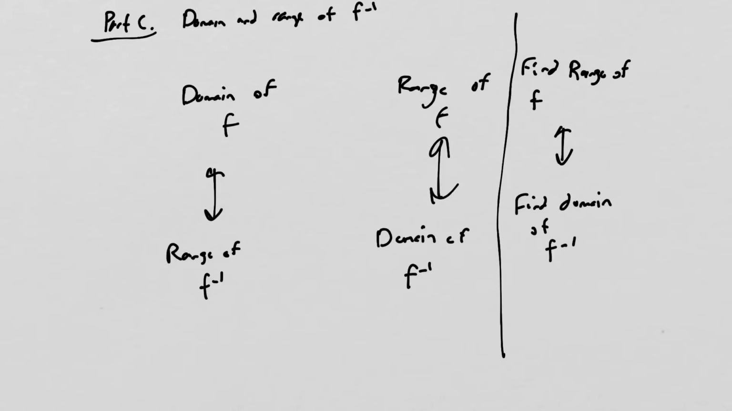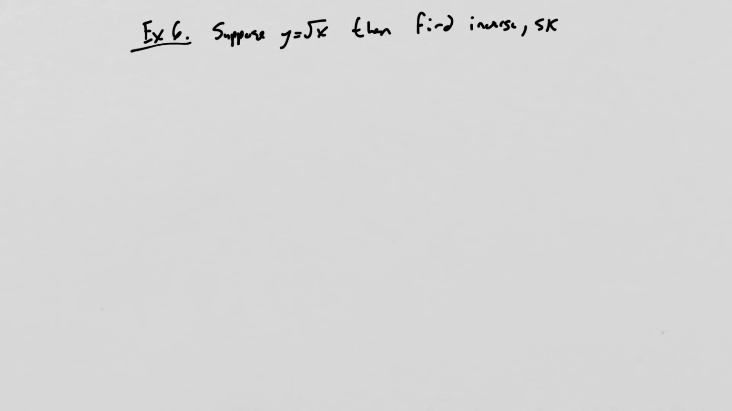Let's go ahead and sketch the graph of a function and its inverse. Suppose we're given the graph y is equal to the square root of x. Then find the inverse, sketch both graphs, and state the domain and range.